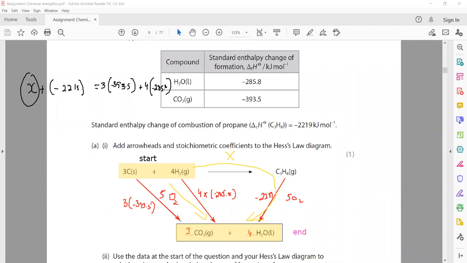We are finding X, so we move the number to the other side. So 2219 will be positive on the other side. When we solve this, the value of X will come out as minus 104.7 kilojoule per mole.